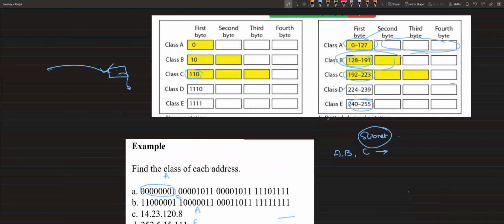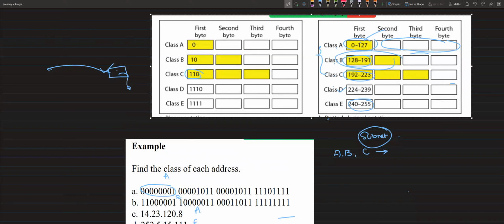Class A, B, C is actually called unicast addressing, right? We call it unicast addressing. Class D and E, D we call it as multicast addressing.